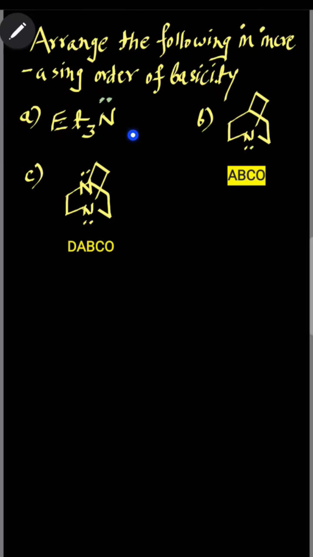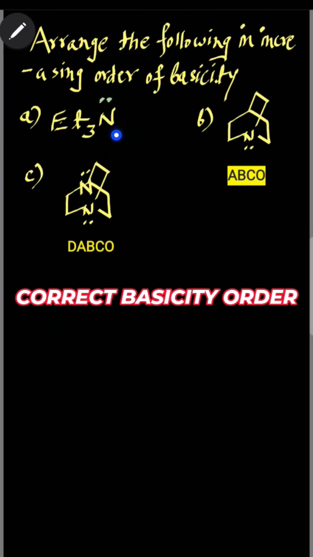First is your triethylamine, second is your ABCO, and third one is the DABCO. The full form of ABCO is azabicyclooctane, and DABCO is diazabicyclooctane, right? In triethylamine, this nitrogen is basically connected with three ethyl groups, so this nitrogen is quite heavily crowded. There is a great deal of steric hindrance on this particular nitrogen atom. That's why it is almost impossible for the electron deficient species to reach this nitrogen to accept the lone pair. That's why triethylamine is the least basic in this case, right?